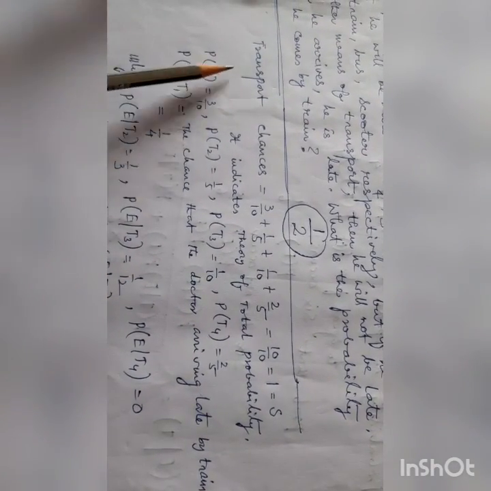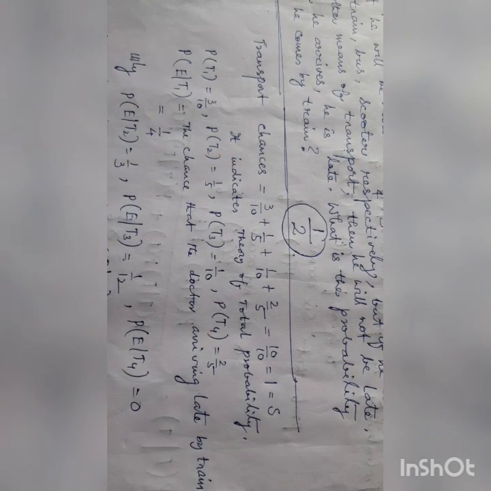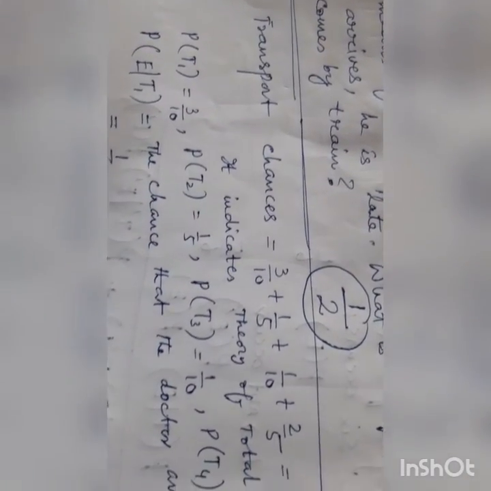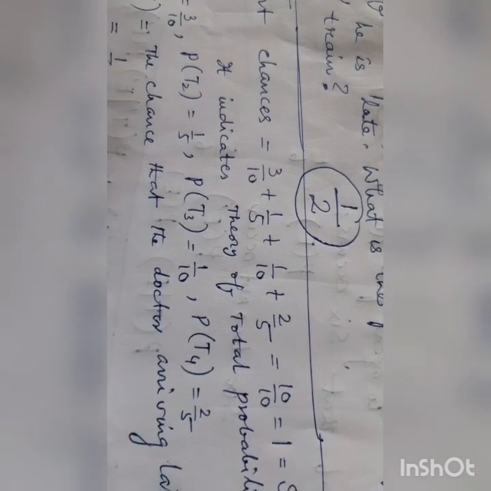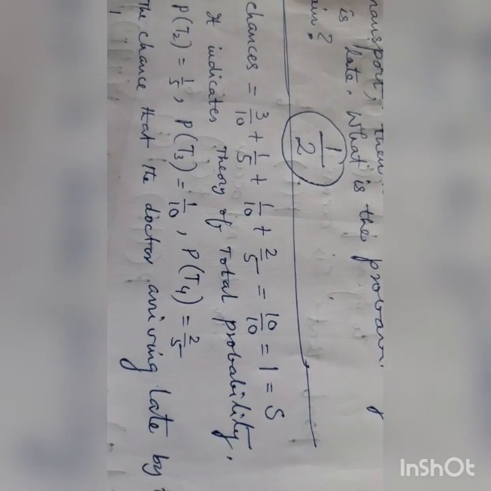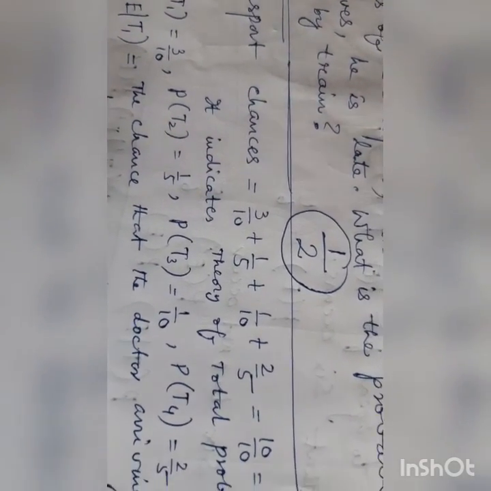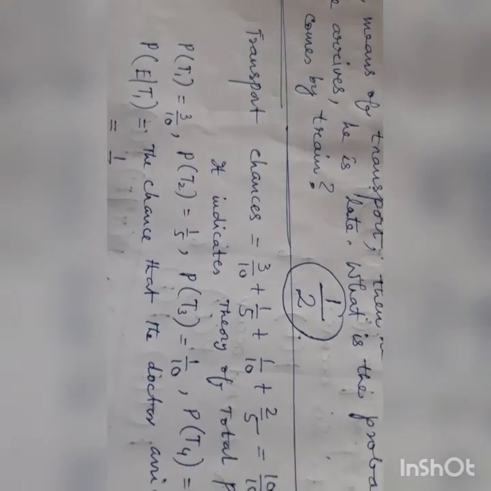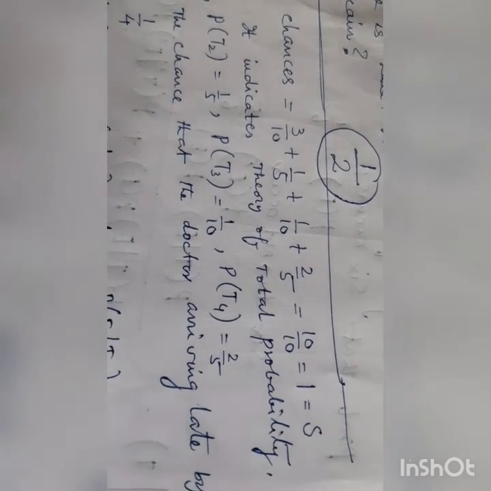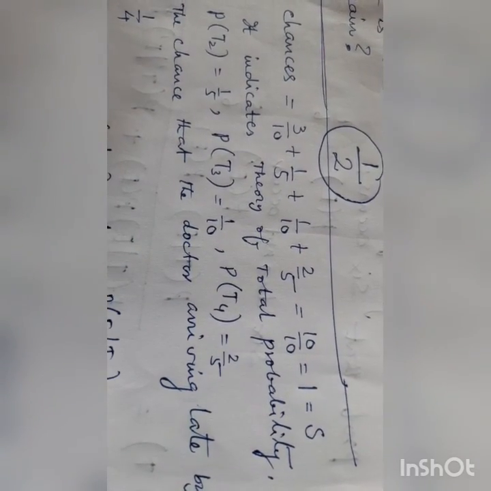Please observe once here. Transport chances 3 by 10 plus 1 by 5 plus 1 by 10 plus 2 by 5. It is 1. So that is called totality. It indicates the theory of total probability.